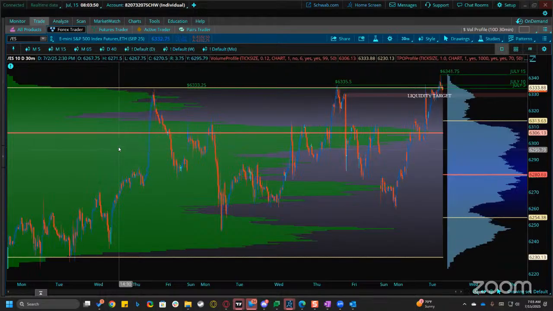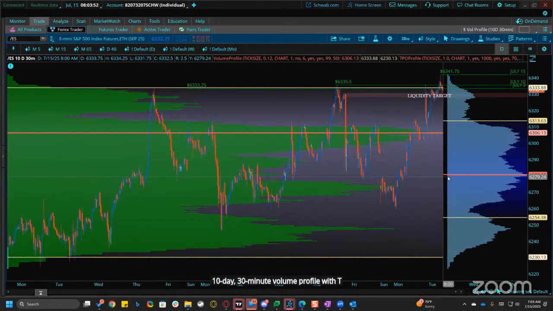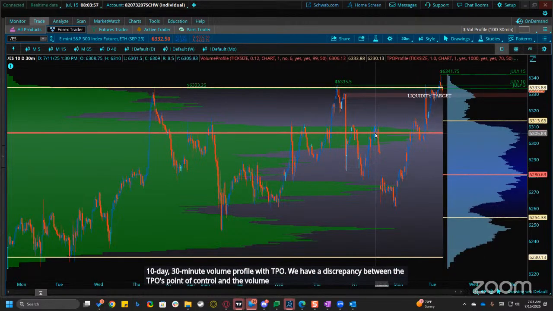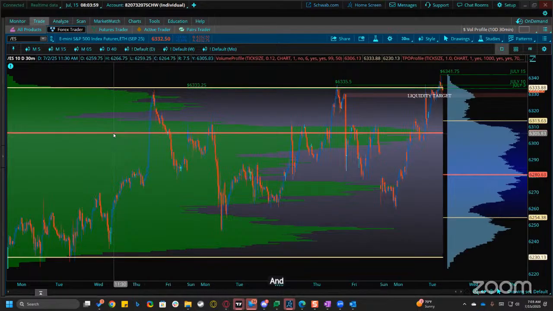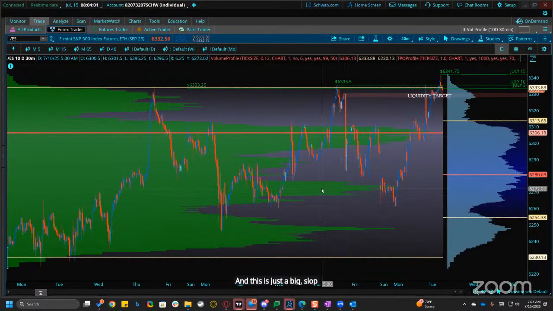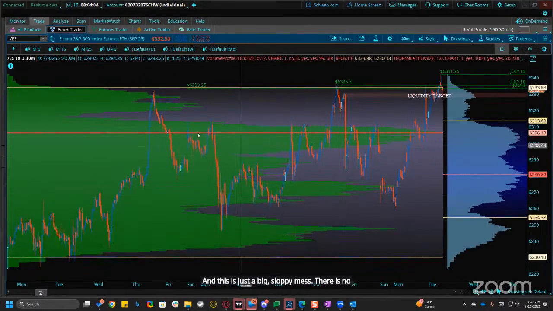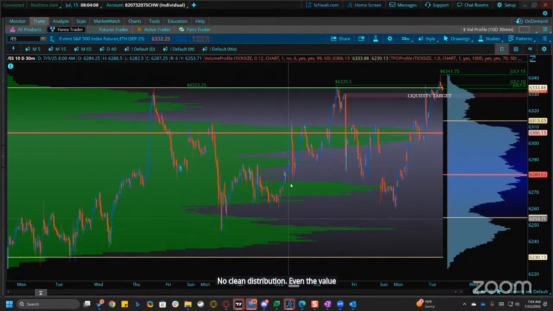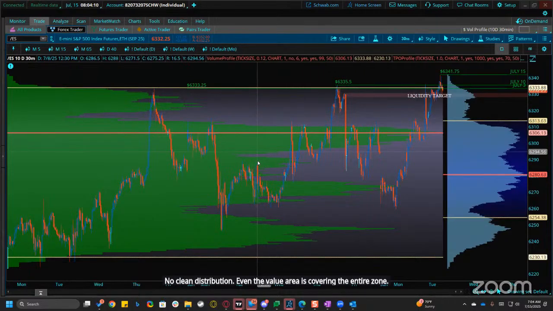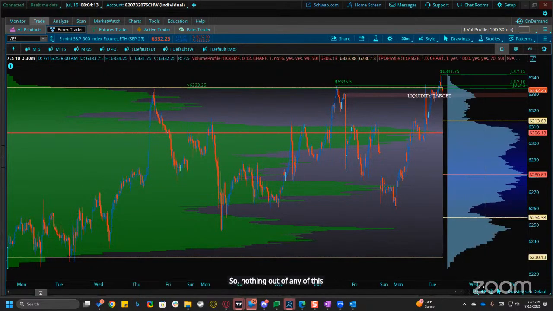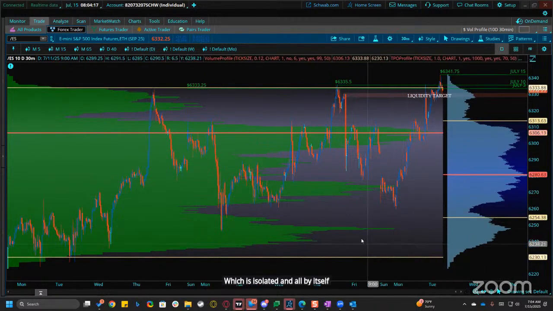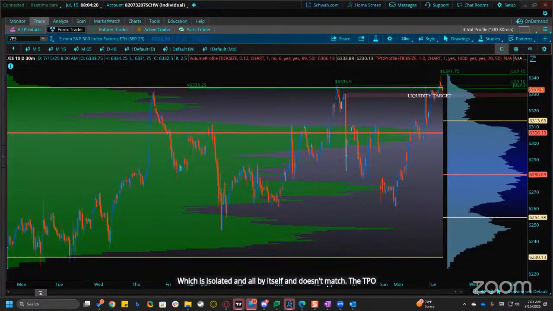10-day, 30-minute volume profile with TPO. We have a discrepancy between the TPO's point of control and the volume profile's point of control. And this is just a big sloppy mess. There's no classic pattern or classic shape, no clean distribution. Even the value area is covering the entire zone. So nothing out of any of this other than where the point of control is, which is isolated all by itself and doesn't match the TPO. So this is just a sloppy mess, trash at this point.